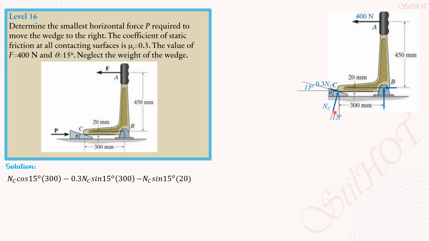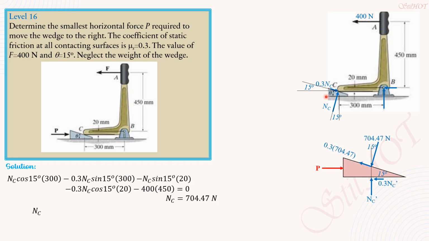So times 20, then minus the horizontal component of 0.3 N sub C, which is 0.3 N sub C cosine of 15 degrees times 20. Then minus the moment of the 400 Newton force, which is 400 times 450, equals 0. So solving for N sub C, it is equal to 704.47 newtons.